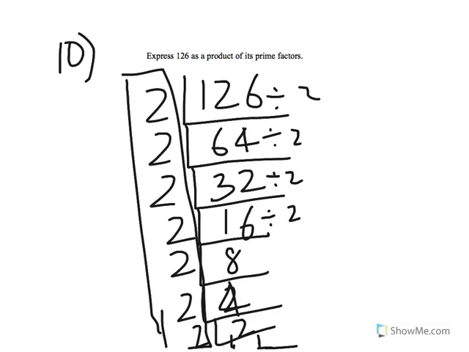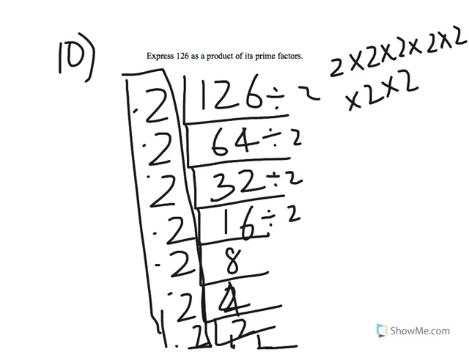And so, to express it as a product of its prime factors, it's just the multiplication of all of these numbers, which I've just drawn a box around. So it's just 2 times 2 times 2 times, so 1, 2, 3, 4, 5, 6, 7. So 126 is actually equal to 2 times 2 times 2 times 2 times 2 times 2 times 2, or 2 to the power of 7.